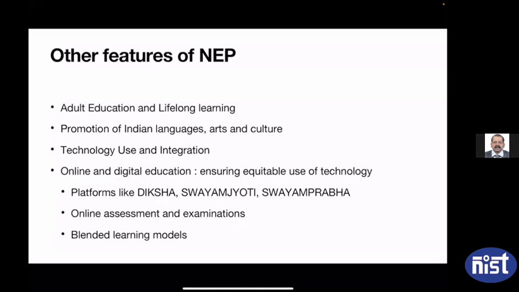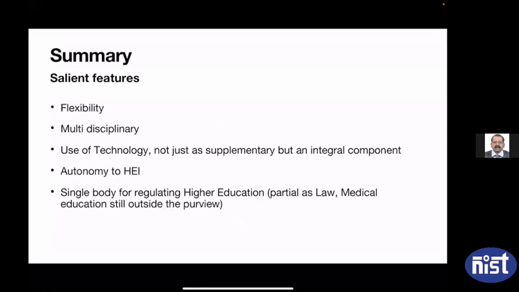Blended learning model. So that means online and digital education not only becomes supplemental education, but it also becomes a part of the education. And according to me, these are the salient features of this whole educational policy, not just for HEIs. This is my last slide. It gives a lot of flexibility, it gives multidisciplinarity, which so far we have not talked about much in our education system. We are still very compartmentalized. It talks of use of technology, not just as supplementary education, but as an integral component of the education.